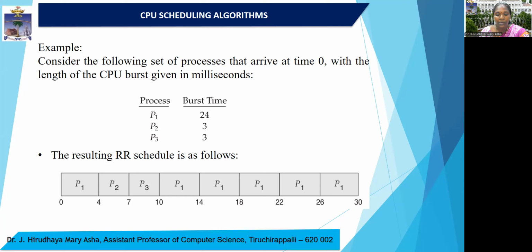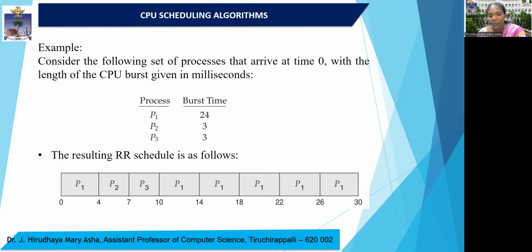So at the 10th millisecond, it voluntarily releases the CPU, and because the processes are kept in a circular queue, the CPU now transfers to P1 at the 10th millisecond. P1 actually requires 24 milliseconds, but based on the time quantum, it releases the CPU at the 14th millisecond. Now again the CPU remains with P1 up to the 18th millisecond, because the time quantum of 4 is followed here.